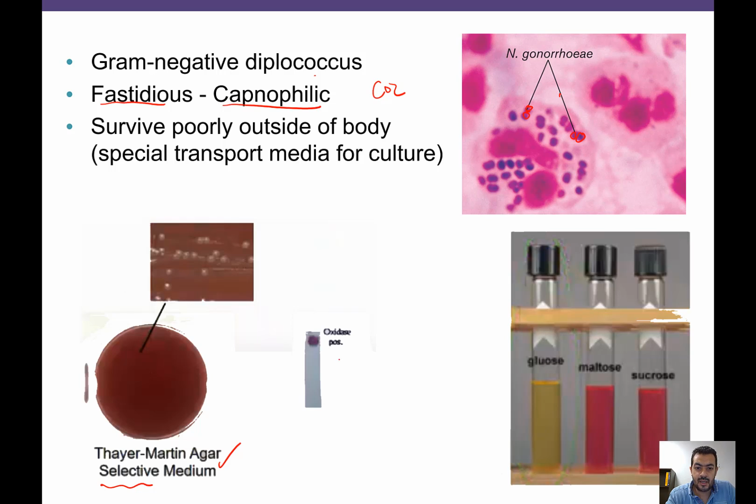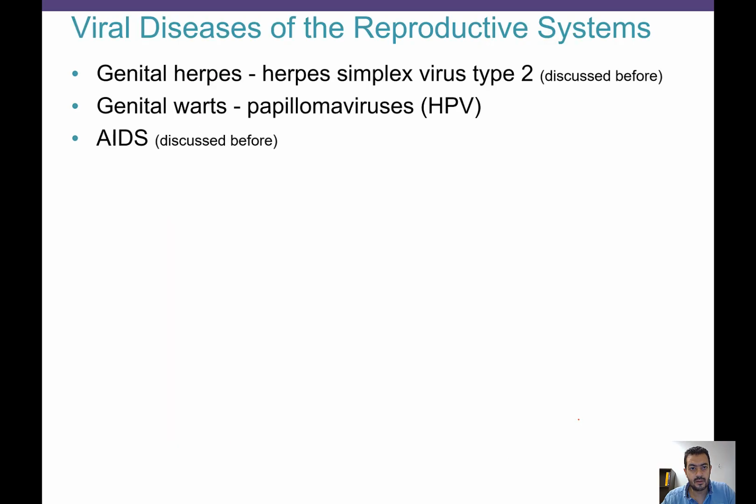Neisseria gonorrhea is an oxidase positive organism, so if you do the test for oxidase, it will be positive. It can ferment glucose, but not maltose or sucrose. So it will turn the color of a test tube containing glucose into yellow due to acid production, but negative result with maltose or sucrose. So all these could be confirmatory tests to confirm the presence of Neisseria gonorrhea in the specimen.